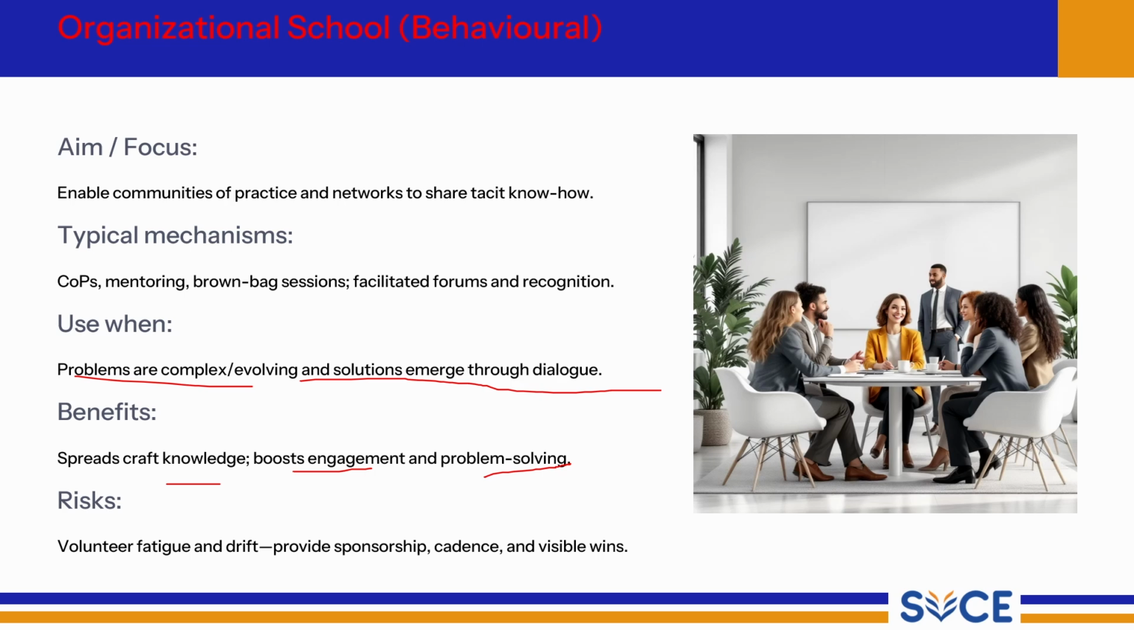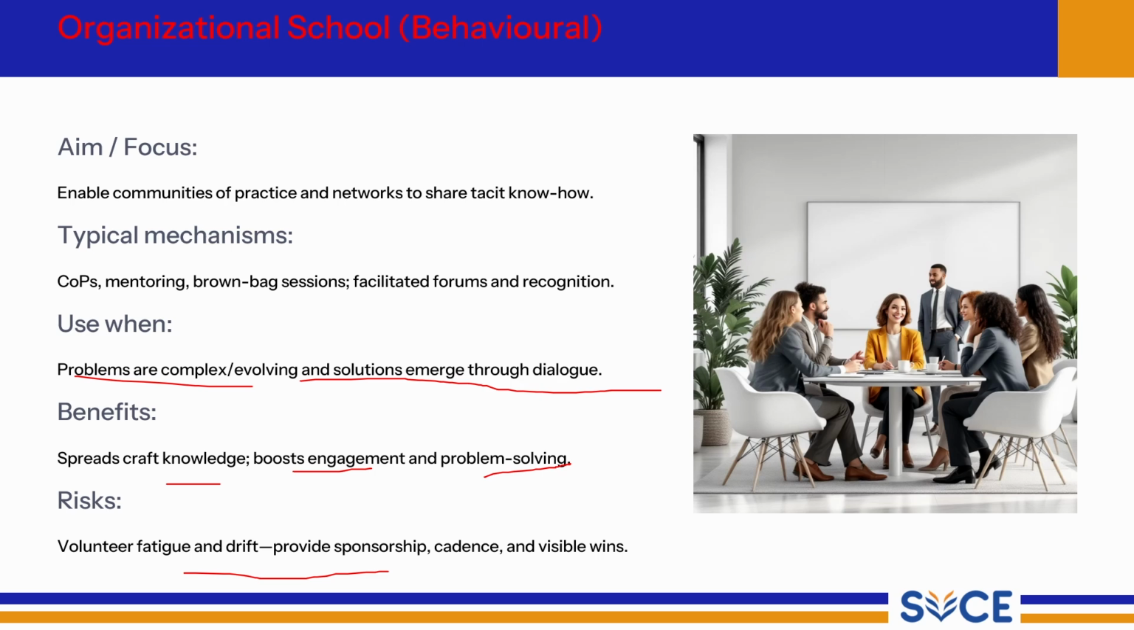Here, the risk is volunteer fatigue and drift; the mitigation is to provide sponsorship, cadence and visible wins. Without regular commitment and visible results, the communities can lose steam. That's why leadership backing, a steady cadence, and celebrating wins are crucial to sustaining the momentum. So keep the spark alive with support.